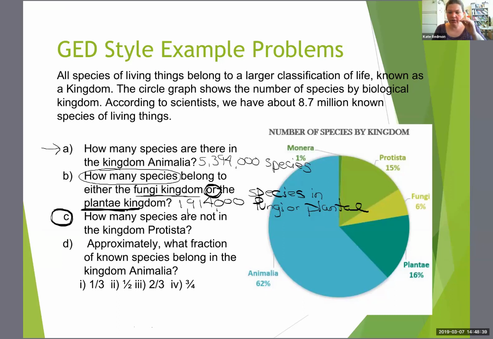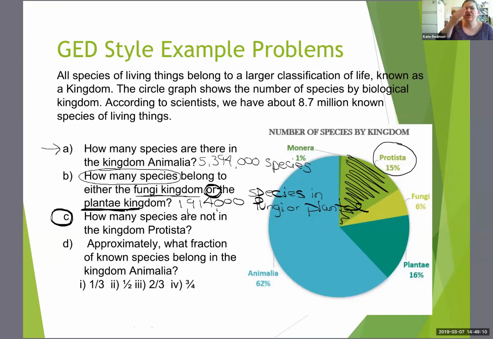Okay, so how many species are not in Protista? Let's start with those who are in Protista. So we see those who are in Protista are right here, right? But I don't want them. I do not want the Protistas, because I said how many species are not in the Protistas. That means I want all the other ones.